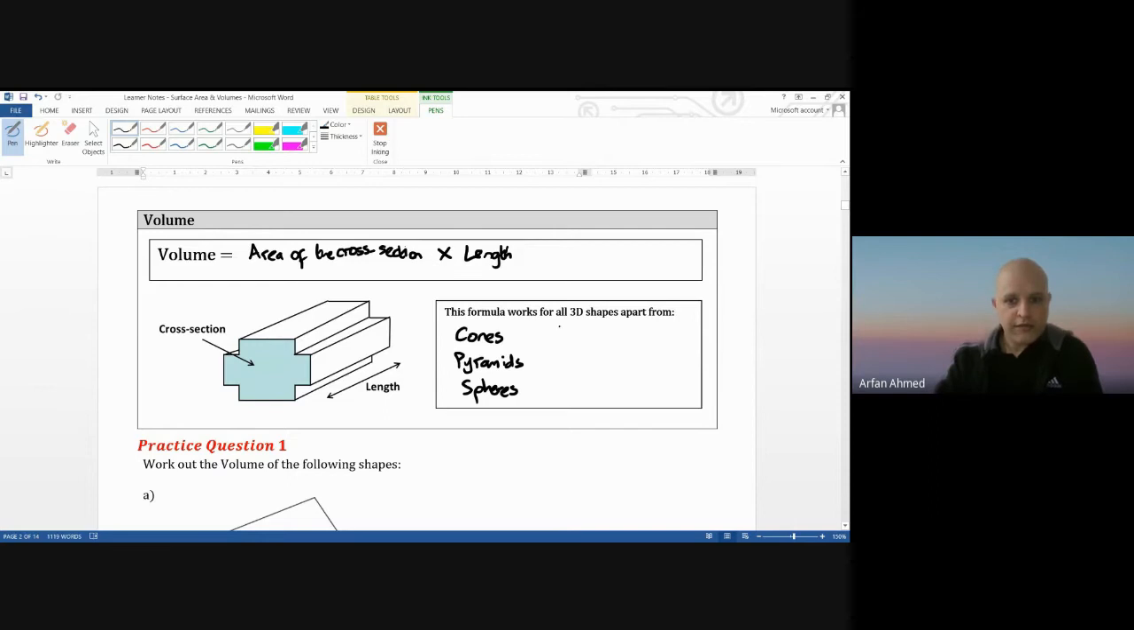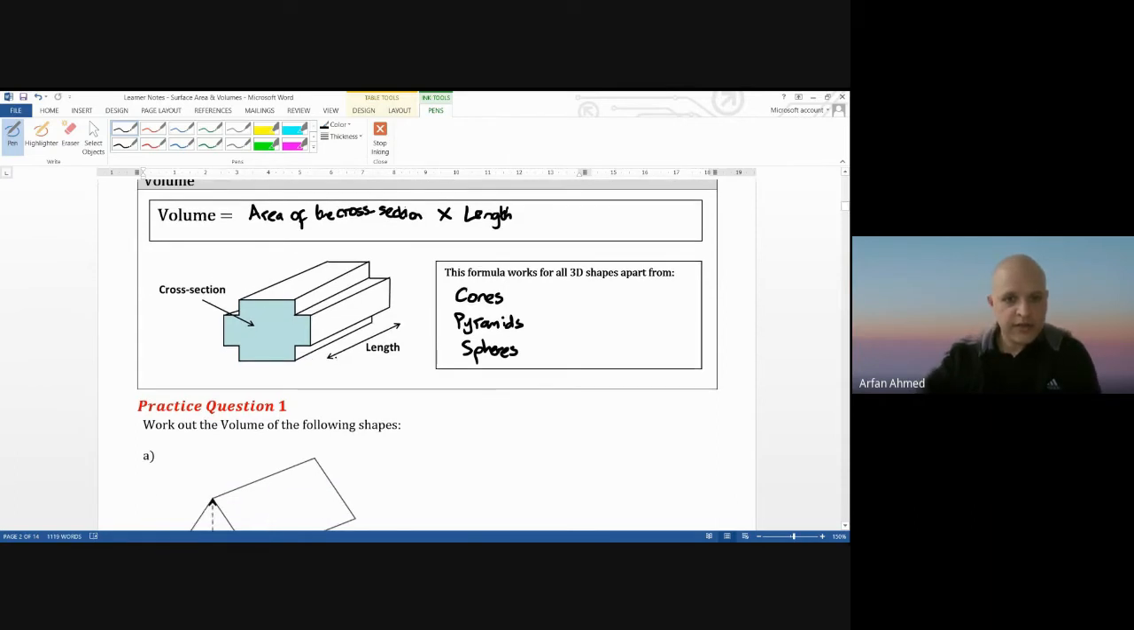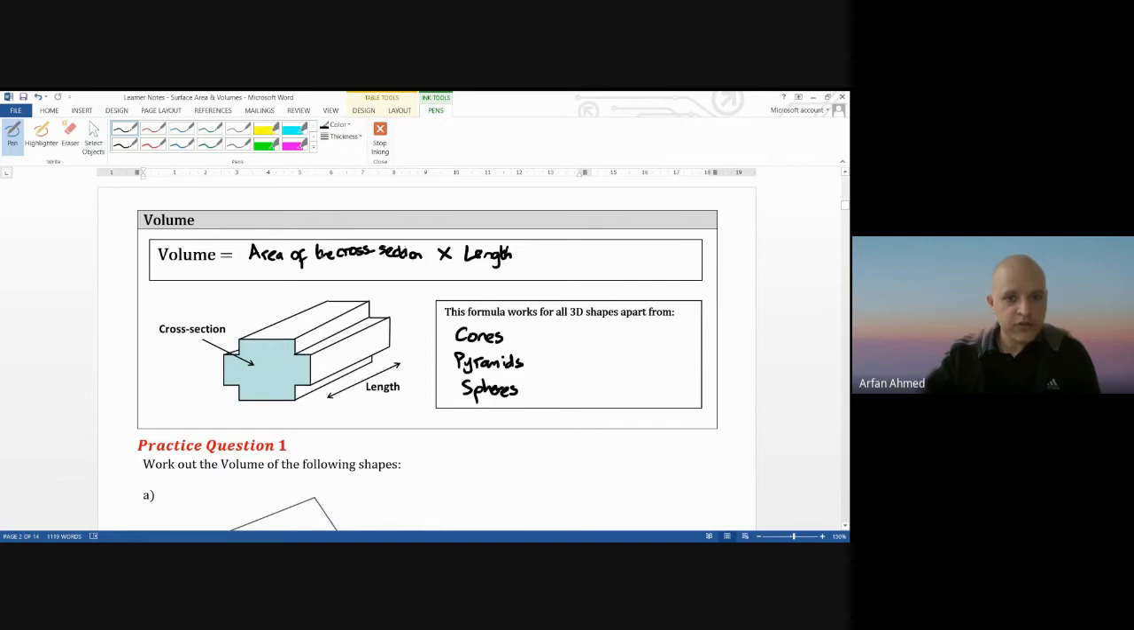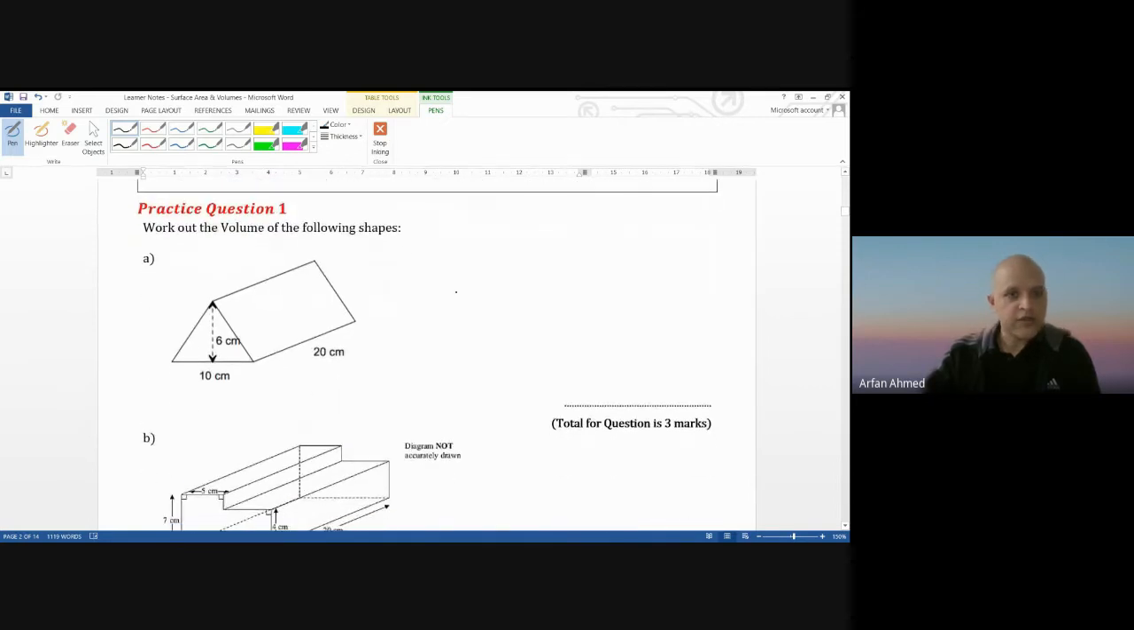Yep, so you will have separate formulas for these 3D shapes, which we're going to do at a different week and a different topic in a different video. So don't worry about these 3: cones, pyramids, and spheres. We're going to look at them some other time. So for now, let's just have a look at this formula. Volume equals area of cross-section times length. We're going to use it for the following questions.